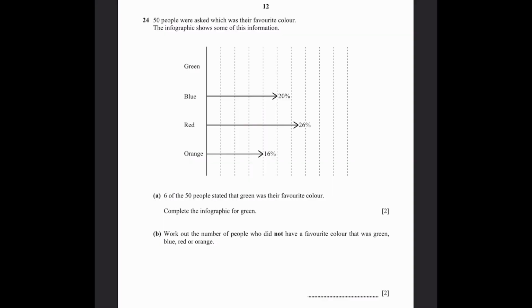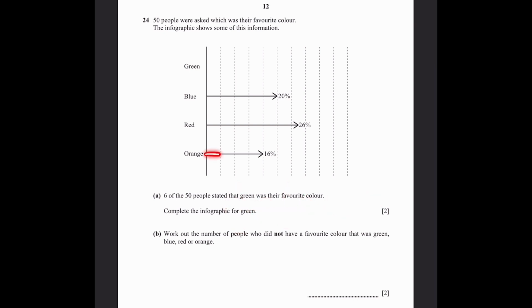Question 24. 50 people were asked which was their favorite color. The infographic shows some of the information. 6 people stated that green was their favorite color. Complete the infographic for green. So 6 out of 50 means 6 by 50. And converting to percentage, 12 by 100, 12%.